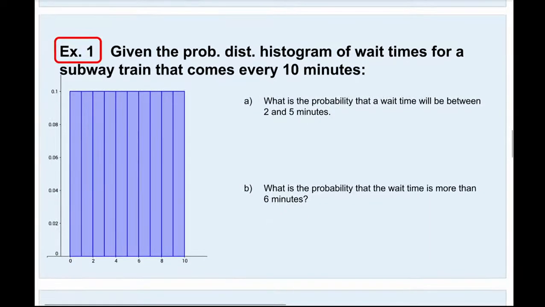So if I look at example 1, given our probability distribution histogram of wait times for a subway train that comes every 10 minutes, A, what is the probability that a wait time will be between 2 and 5 minutes? So if I look at my probability distribution histogram here, I have the wait times anywhere from 0 to 10 minutes. My bars are intervals, so it ranges anywhere from 0 to 1, 1 to 2, 2 to 3, 3 to 4, 4 to 5, 6 to 7, 7 to 8, 8 to 9, and 9 to 10.